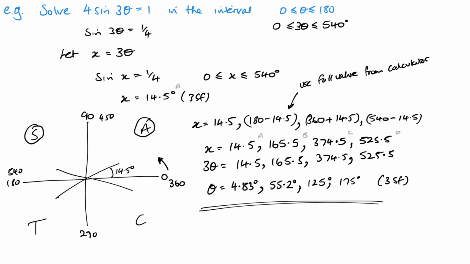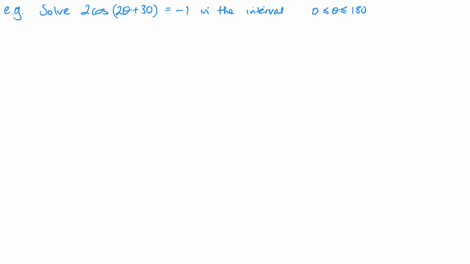Let's have a look at a few more examples. So here we've got 2 cos(2 theta plus 30) equals -1. We've got the same domain as the previous question. So let's first rewrite this. Cos(2 theta plus 30) equals -1/2. So I'm just dividing by that 2.